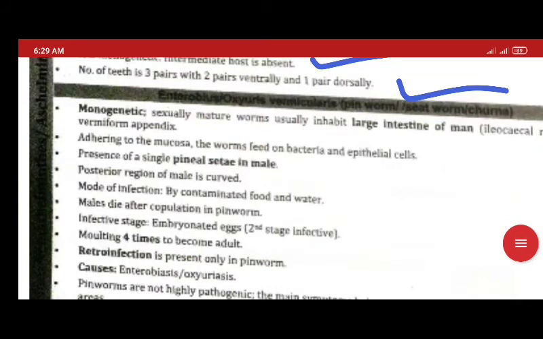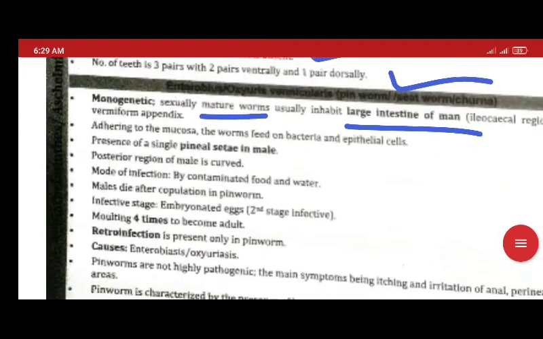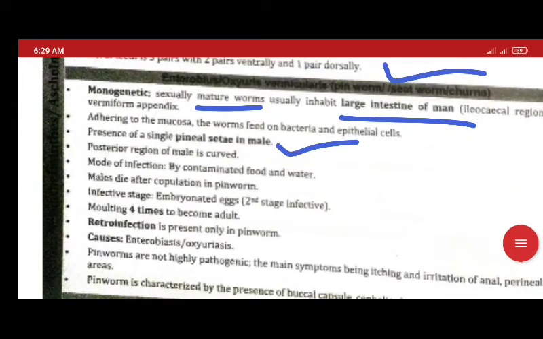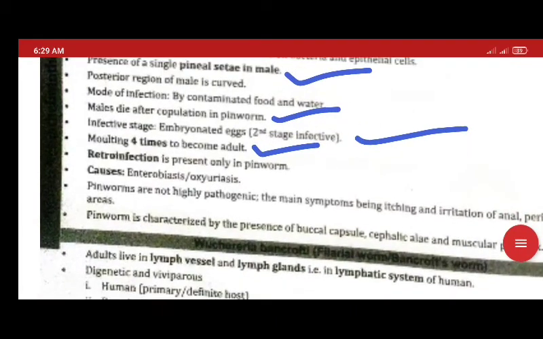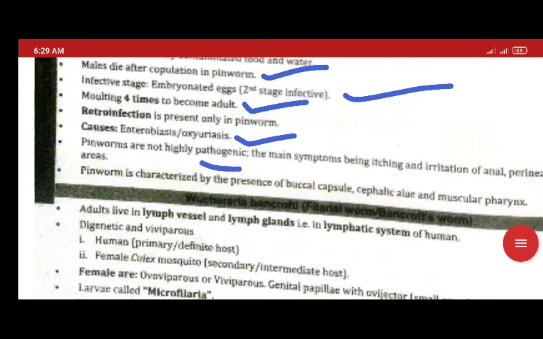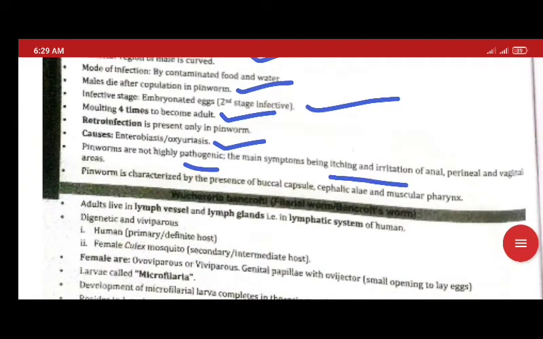Now we have next, the pinworm, seatworm, known as Enterobius. It is monogenetic and found in the large intestine. The male dies after copulation here. The infective stage is the second stage. It causes enterobiasis. Pinworm is highly pathogenic. The main symptoms are itching and irritation of the anal, perianal and vaginal area, and the presence of a buccal capsule.